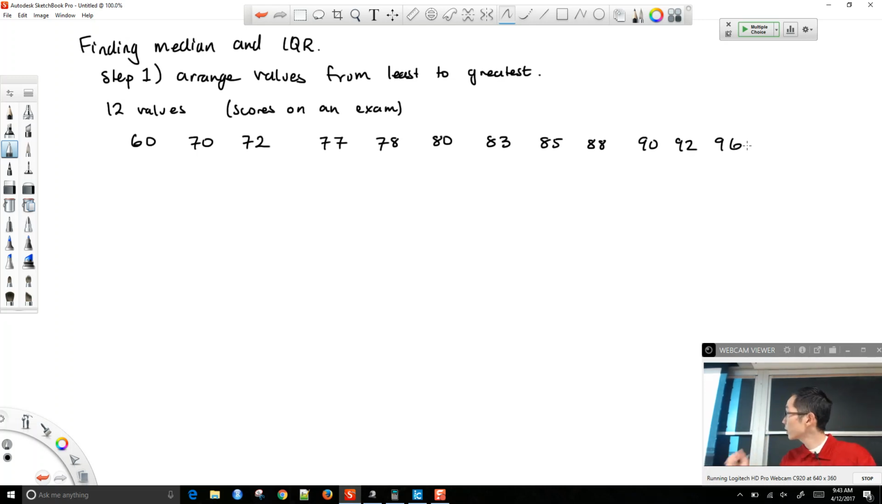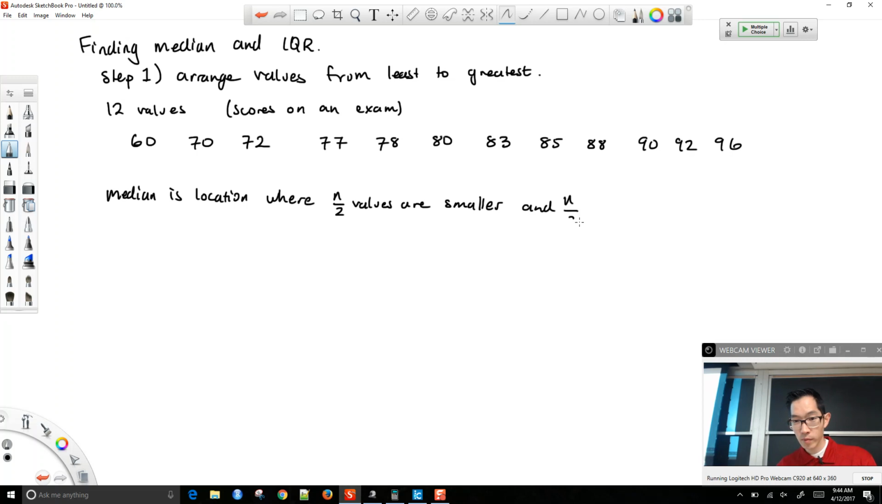Okay, so if we have 12 values, then the median is the spot where 6 values are smaller and 6 are larger, right? So the median is the location where n over 2 values are smaller, okay? And n over 2 values are larger. So in our case, we want a spot where 12 over 2, 6 values, are smaller.